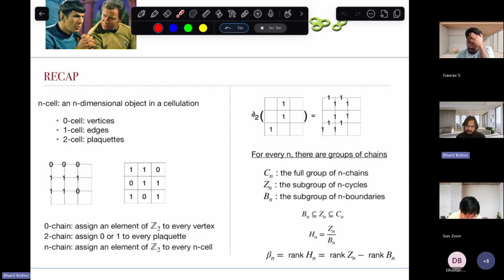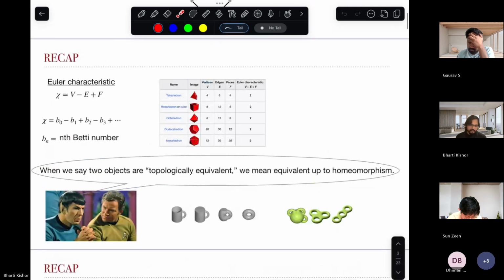And the rank of this homology group, the nth one, is the Betti number, which is the rank of Zn minus the rank of Bn. And these Betti numbers beta n are used to define, in an alternating sum, the Euler characteristic.